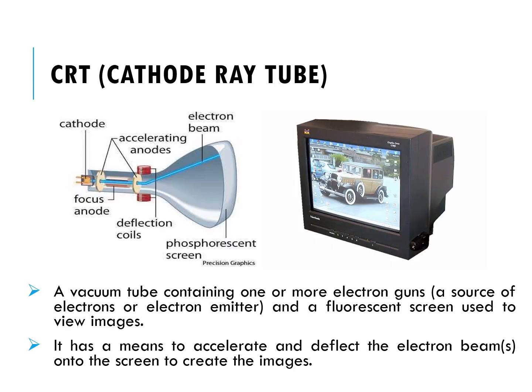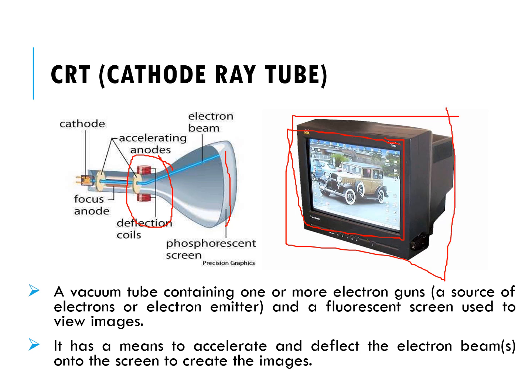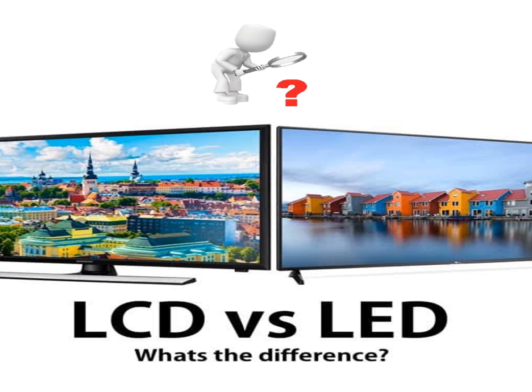We have the CRT, or the cathode ray tube, a vacuum tube containing one or more electron guns and a fluorescent screen used to view images. It has a means to accelerate and deflect the electron beams onto the screen to create the images. So this type of television was very common many years ago. So what is the difference between LCD and LED?